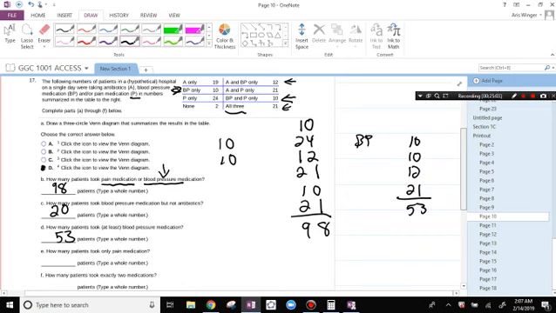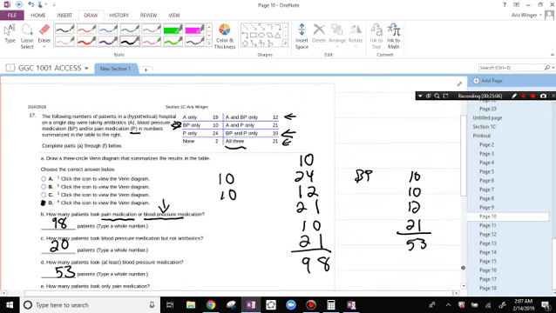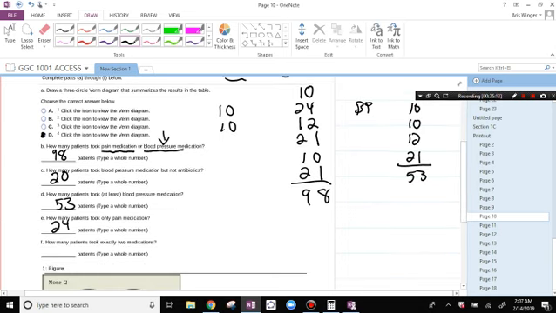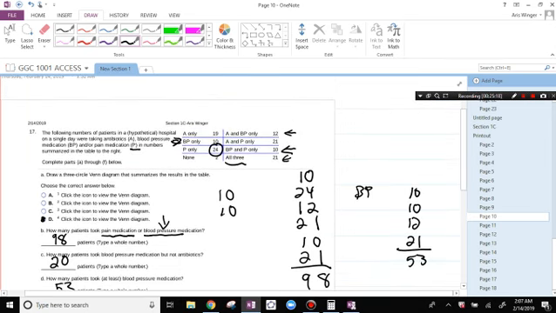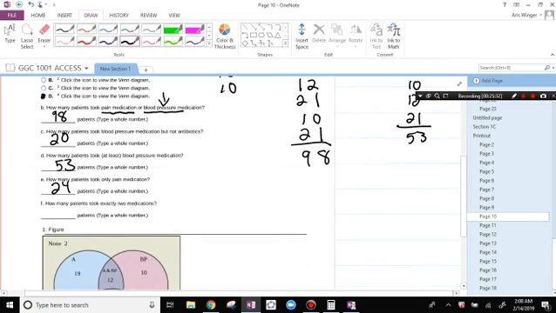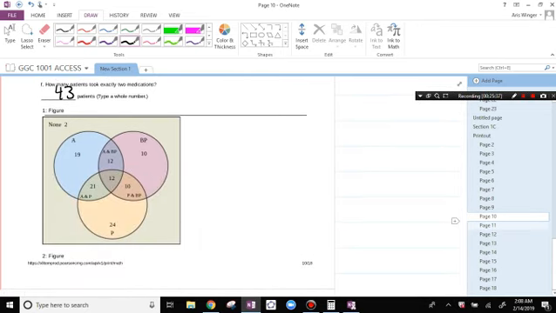How many patients took only pain medication? That seems nice. Only pain medication is 24. How many patients took exactly 2 medications? Okay, so is this 12? Exactly 2, 21. Exactly 2, and 10? 3, 4, 43. Takes care of that.